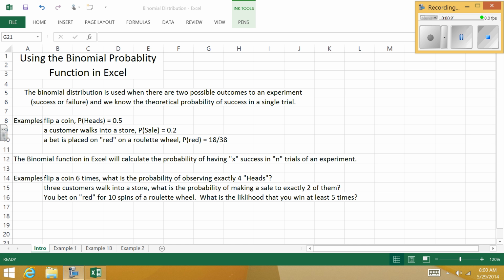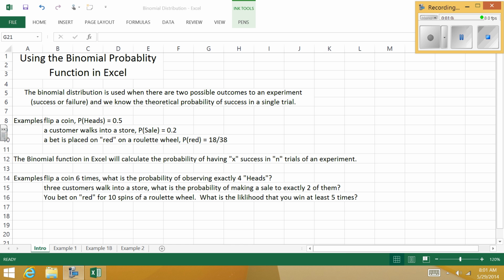For example, flipping a coin: for each flip of a coin, the probability of heads is 0.5, and we can designate heads as being success and tails as being failure. If a customer walks into a store, we may know from historical data that the probability that a sale is made to a customer is 20%, and we can call the sale success. And the probability of not making a sale would have to be 80%, and we can call that failure. If we're spinning a roulette wheel and we put a bet on red, the probability of red is 18 out of 38 for each spin of the wheel, because there's 38 possible outcomes and 18 of the numbers are red.